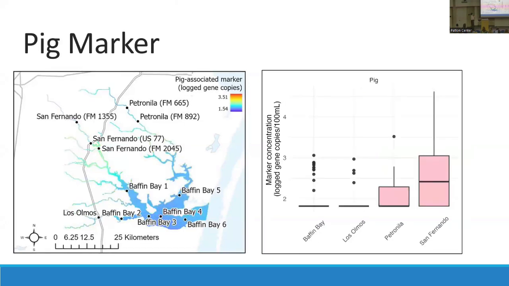And then we take a look at the pig marker. Once again, this is higher in Petronila and San Fernando, which makes sense because pigs are land animals and they can't go poop out here in the middle of the water. But San Fernando is leading again.